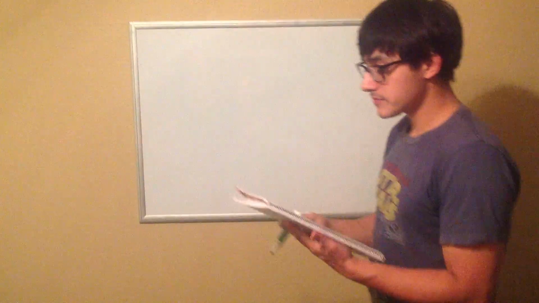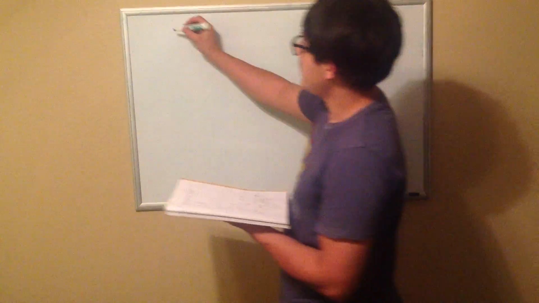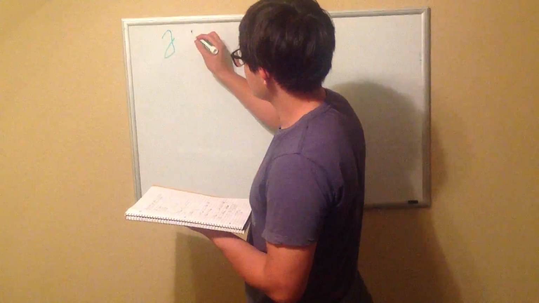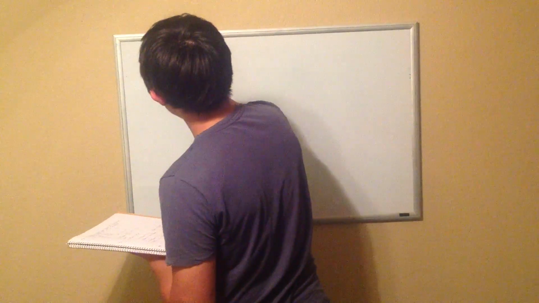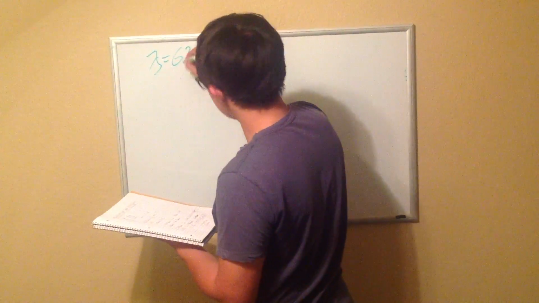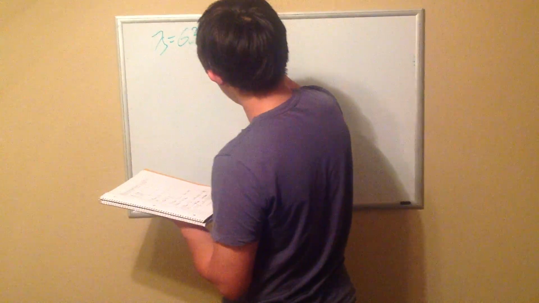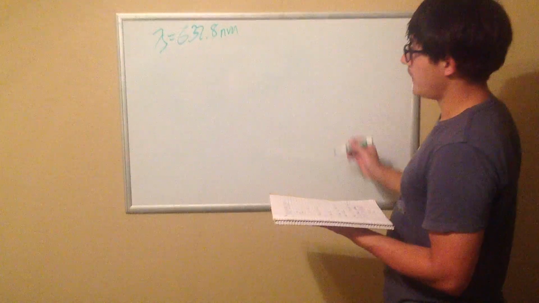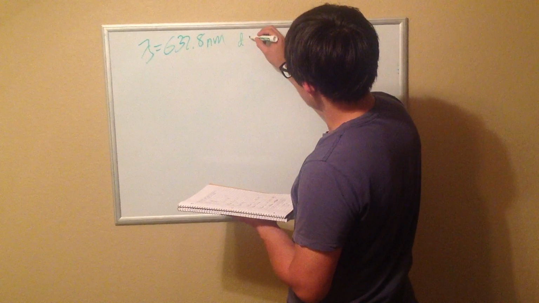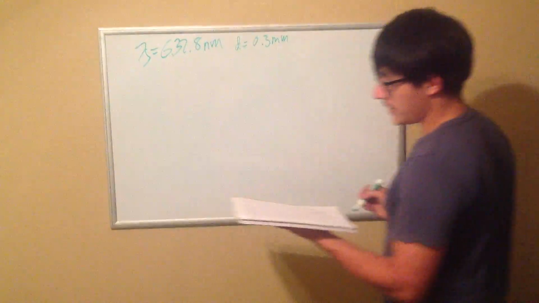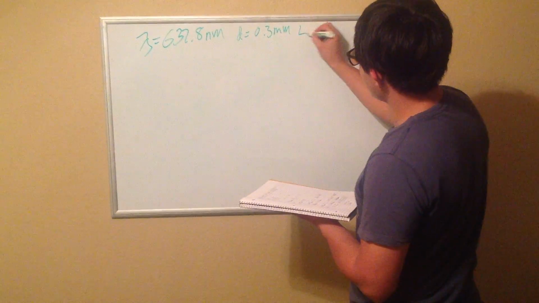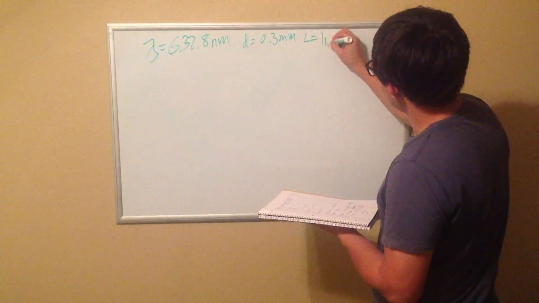Now I'm going to do a really quick problem. So I have a light of lambda equal to 632.8 nanometers, and then the distance of the slit is equal to 0.3 millimeters, and then the L, the length from the screen, is equal to 1 meter.